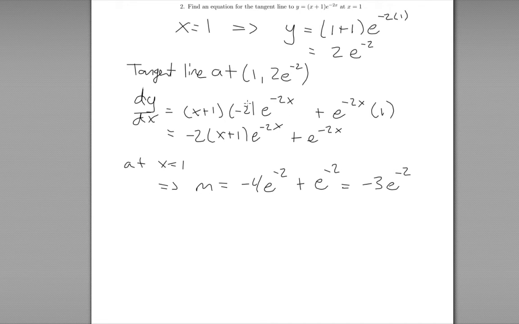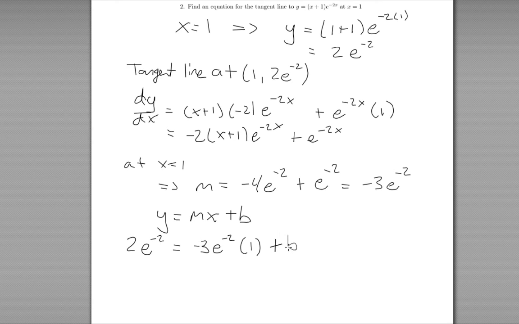We have a point here, so now we have all the bits that we need to make up the equation of a line. We're just going to write down the skeleton of any equation of a line, y equals mx plus b. We know that when x equals 1, y should equal 2 e to the negative 2. We know what m is, so we use all these three pieces of information to figure out what b is. First of all, we're going to let our m be negative 3 e to the negative 2. When x equals 1, what does y equal? Well, we calculated that already. When x equals 1, y equals 2 e to the negative 2.